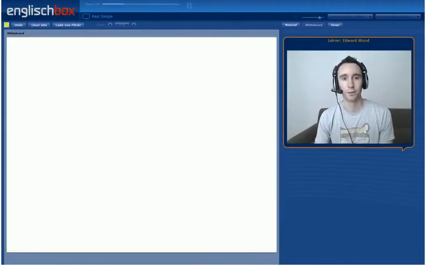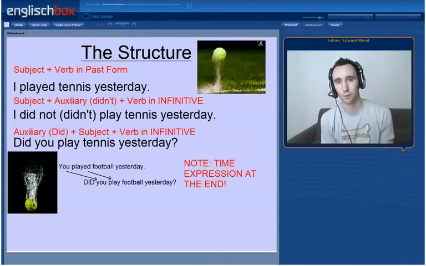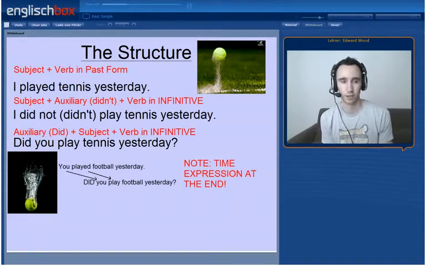Okay, moving on from that, we can look at the structure of entire sentences. As always, we start a sentence in the past simple with the subject, and then the verb, and then the object. So the subject, I, you, he, she, it, we or they, followed by the verb with -ed for regular verbs, and then the object. For example, I played tennis yesterday.